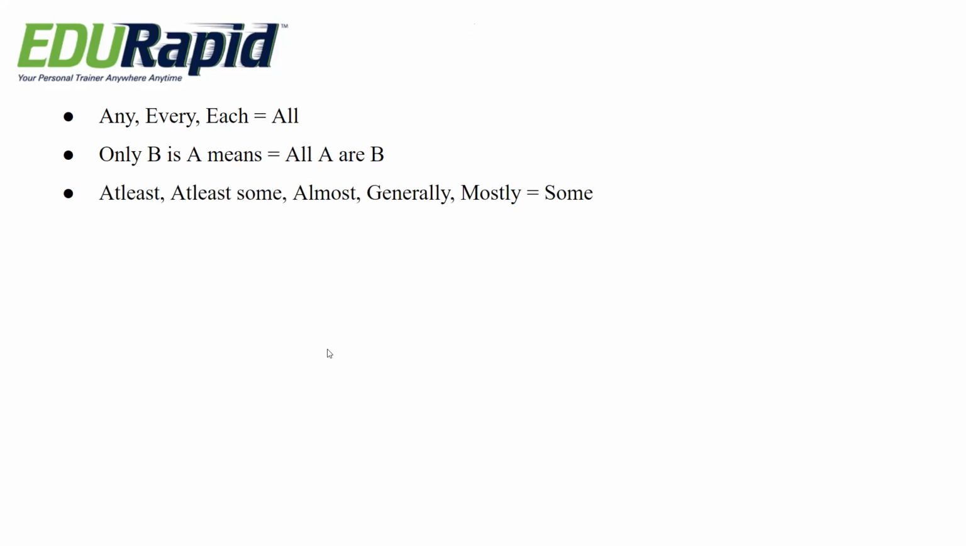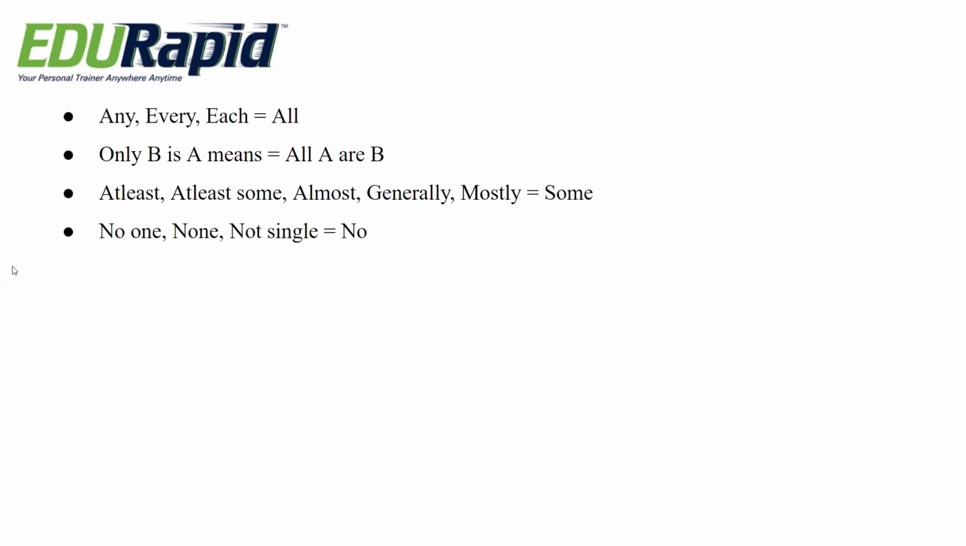Next one, at least, some, almost, generally, mostly. All these terms are same as some. In exam, instead of some A are B, they may ask at least some A are B, or almost some A are B, or generally A are B. That means some A are B. All these terms are same.